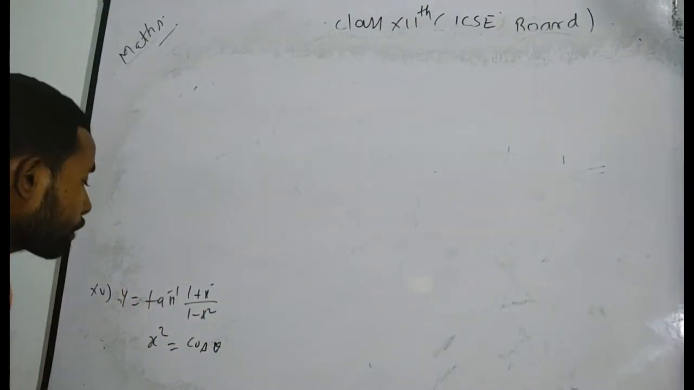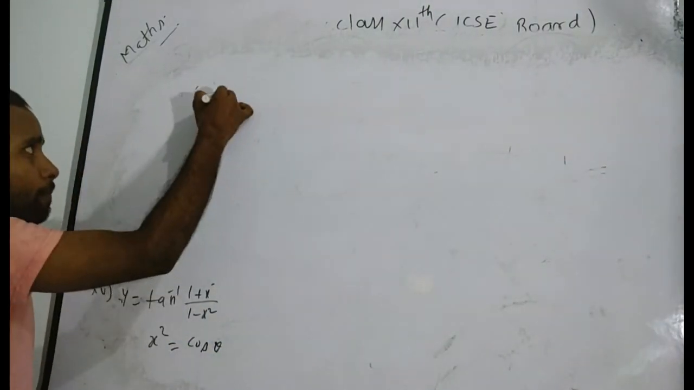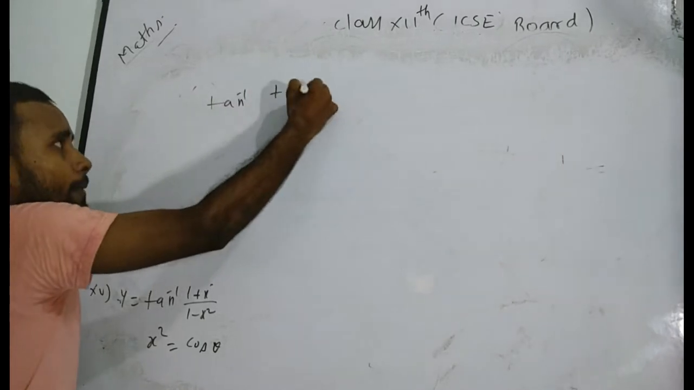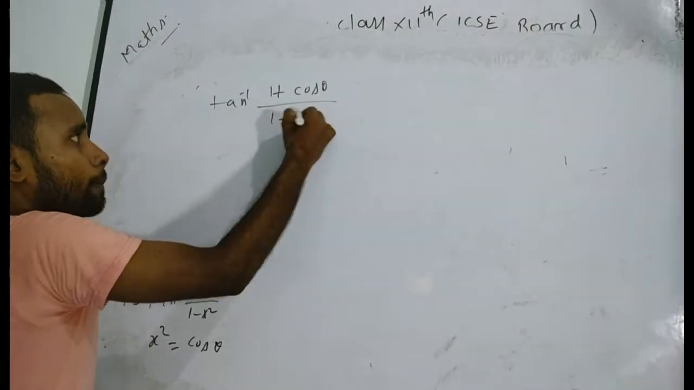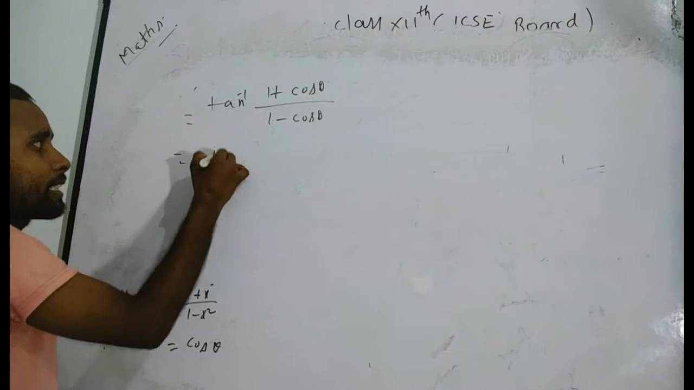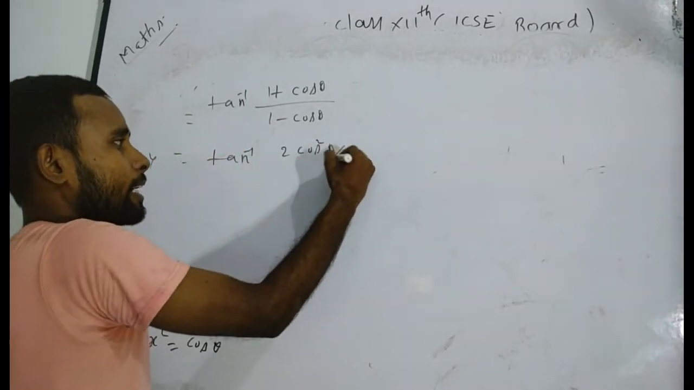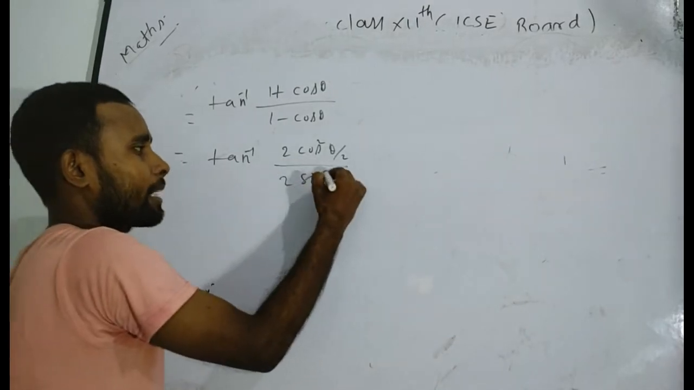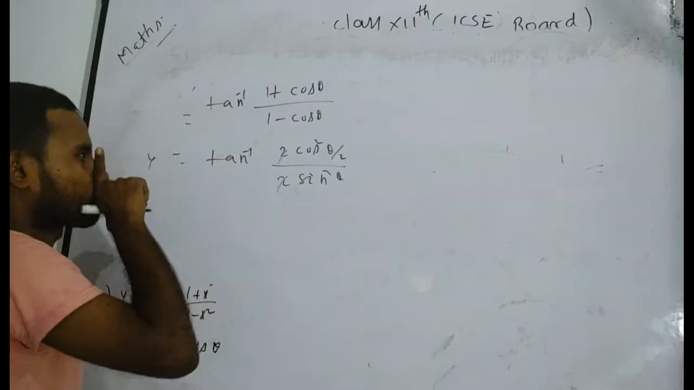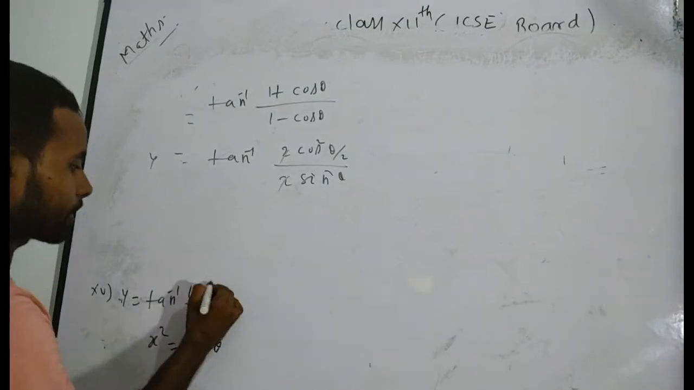If you put x square is equal to cos theta, it will be tan inverse of (1 plus cos theta) divided by (1 minus cos theta). Finally you will get y is equal to tan inverse of 2 cos square theta by 2 divided by 2 sin square theta by 2. Again I have made a mistake, sorry.